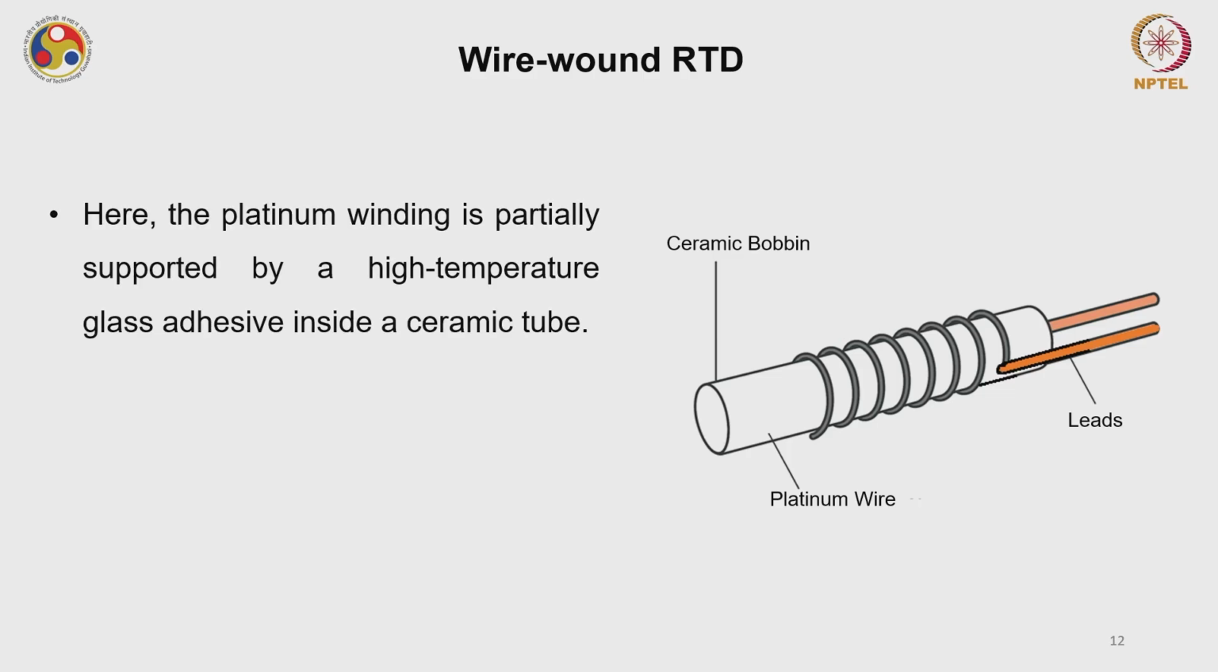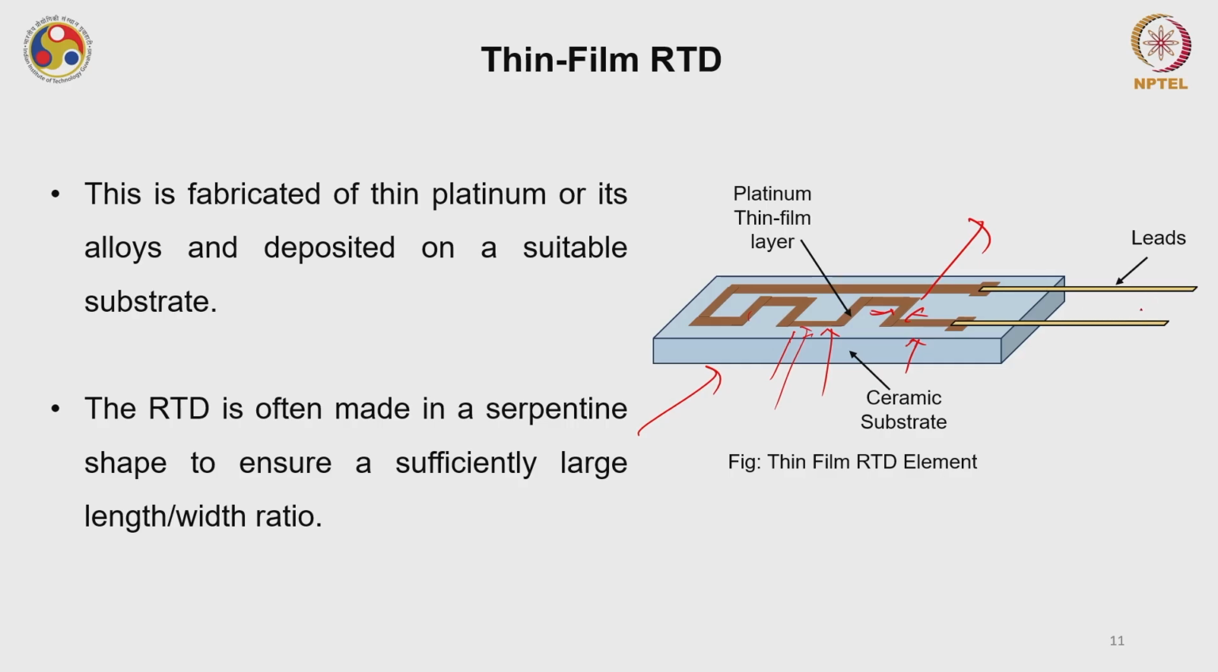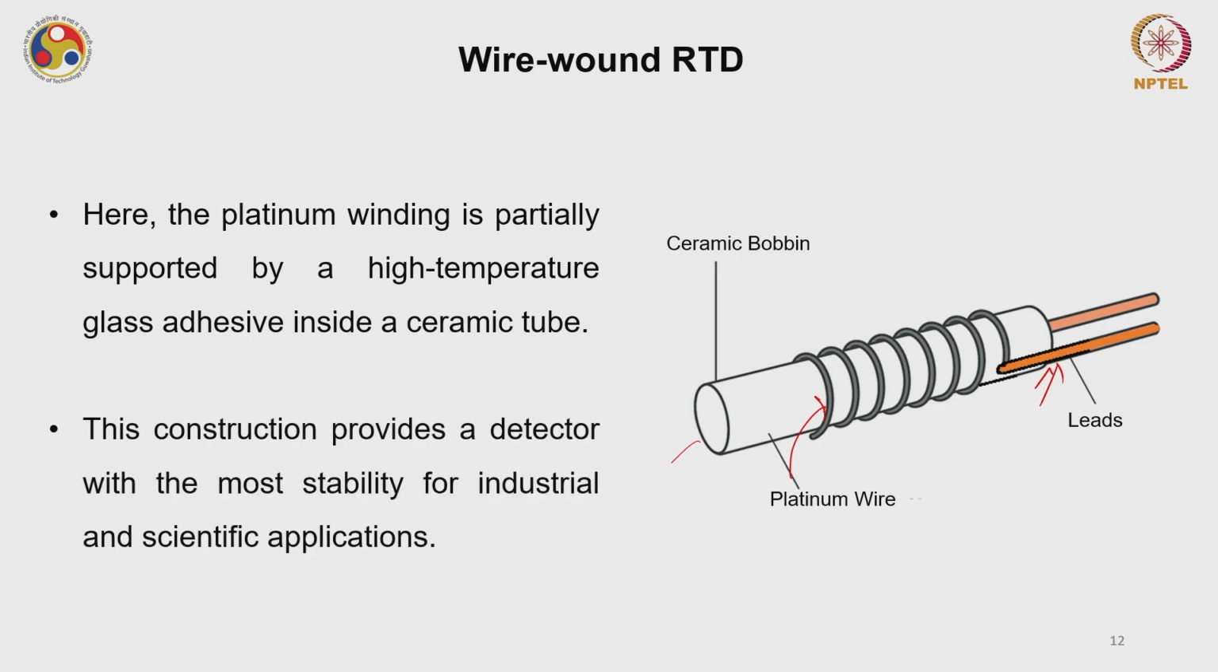Now for larger structures, wire wound RTDs are also popular. Here the platinum winding is partially supported by a high temperature glass adhesive inside a ceramic tube. So you see, this is your platinum wire and this is the ceramic bobbin on which it has been wrapped up. Similar to the previous thin film one, the two leads also pop out of this bobbin structure. This construction provides a detector with the most stability for industrial and scientific applications.